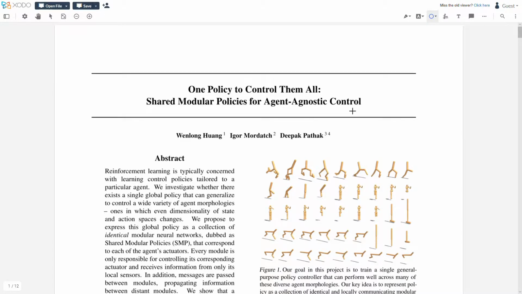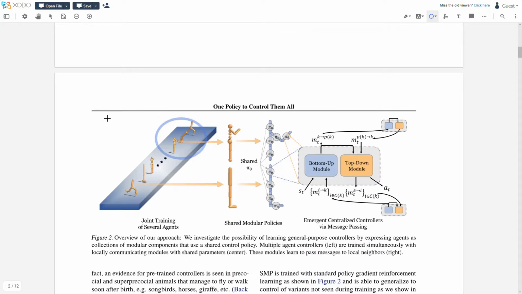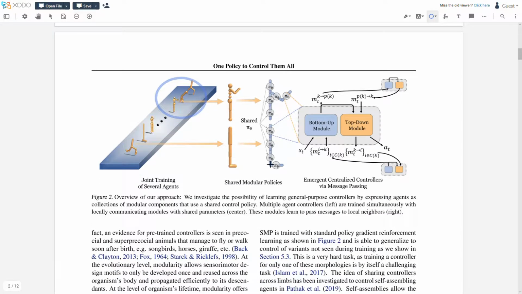Hi everyone. Today I want to share with you a paper that can use one policy network to control all those morphologies. The title of the paper is One Policy to Control Them All, Shared Modular Policies for Agent-Agnostic Control. The idea behind this paper is deep and big, so that's why I share this paper with you.